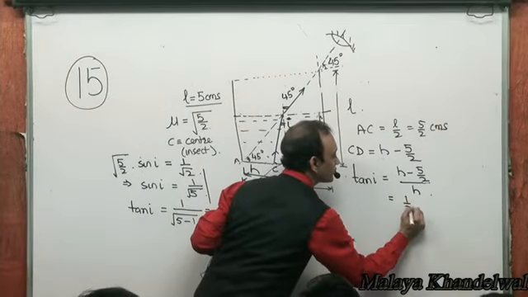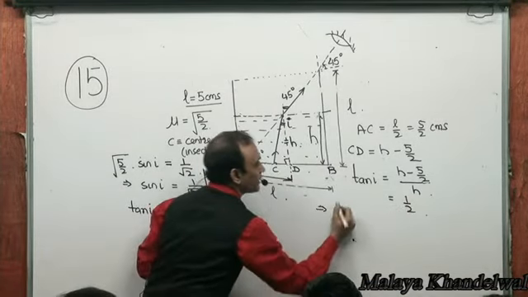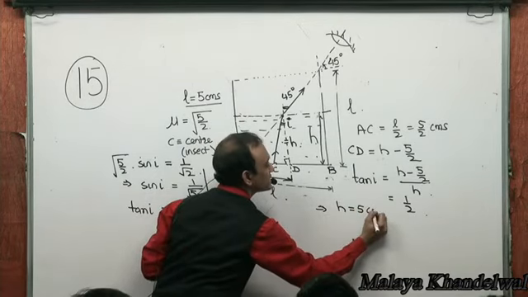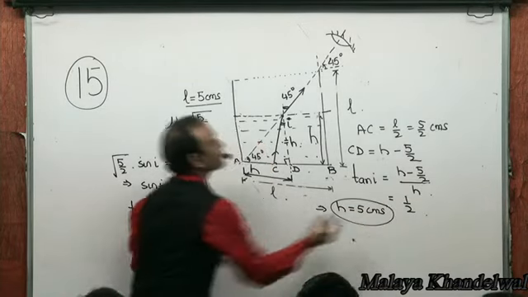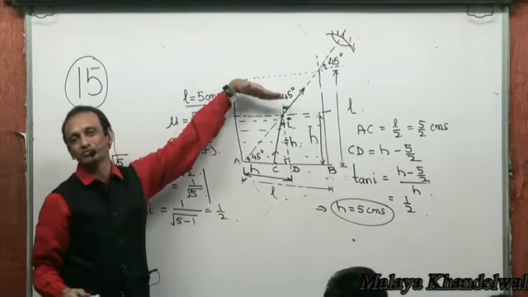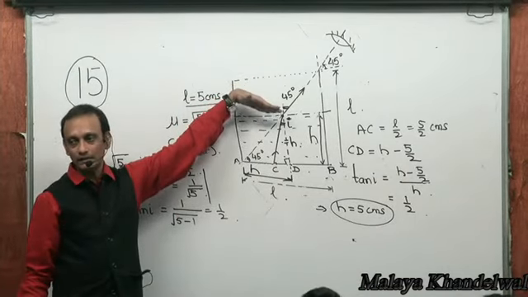So this is half. Cross multiply, h therefore turns out to be 5 centimeters. That means you must fill it up completely.